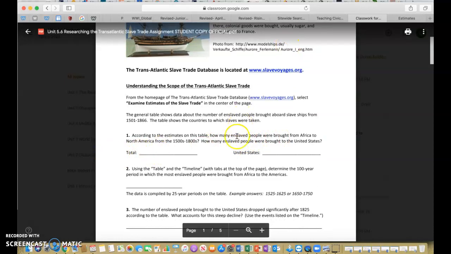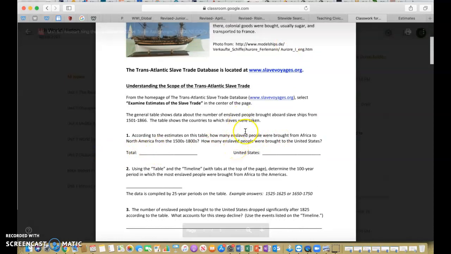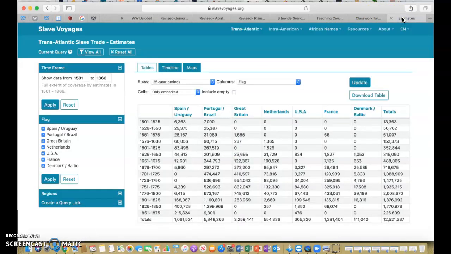And then there's a second part, were brought to the United States. Understand that there's a section for North America and there's a section for the United States. So it's important that you know your geography. So you can do a couple of things. The first thing is it's saying from the 1500s to the 1800s. That's the data that we want, so that information is fine.